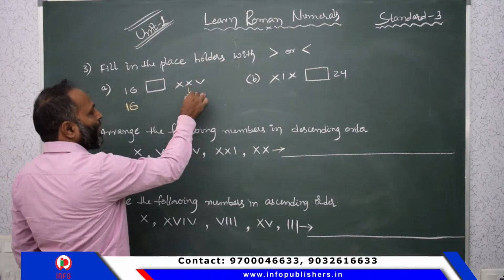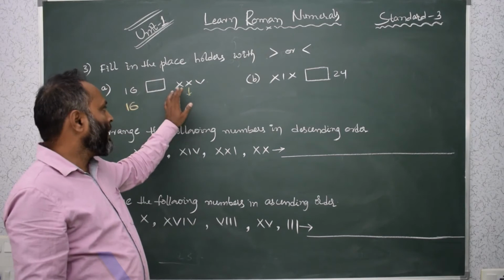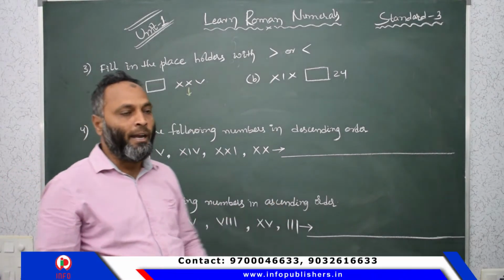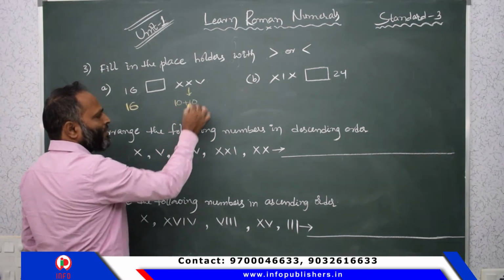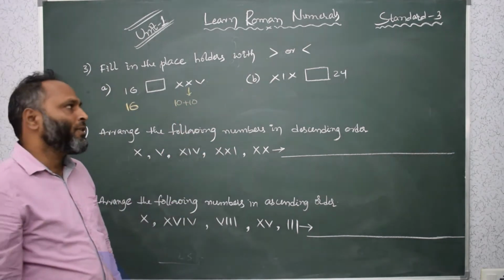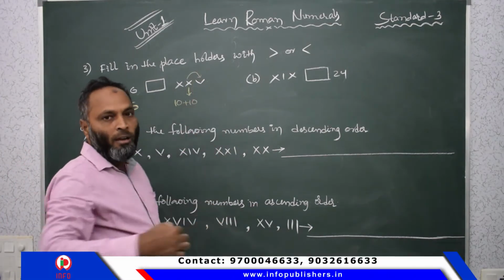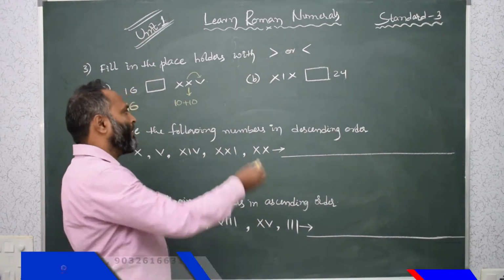In this we have to find the value of XV. Here X repeats twice, which means we have to add: 10 plus 10. Then after that V is there. V is on the right side of the bigger Roman numeral. Whenever the smaller Roman numeral is on the right side, then we have to add.